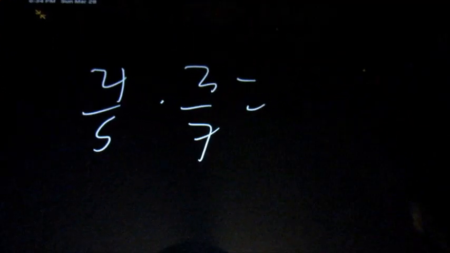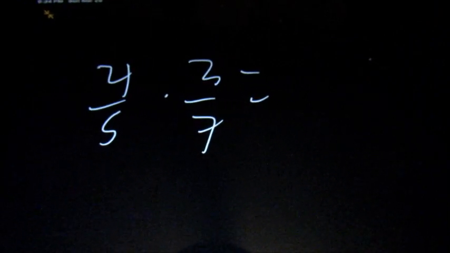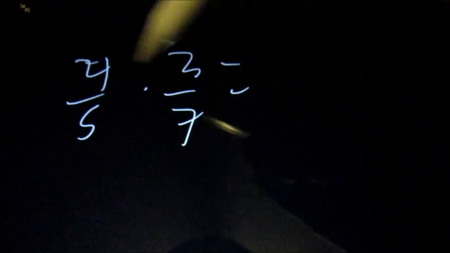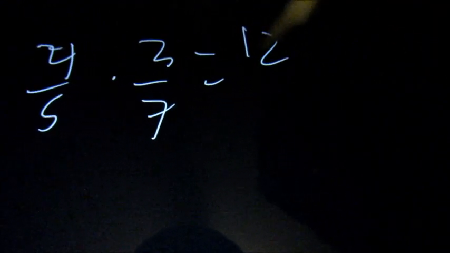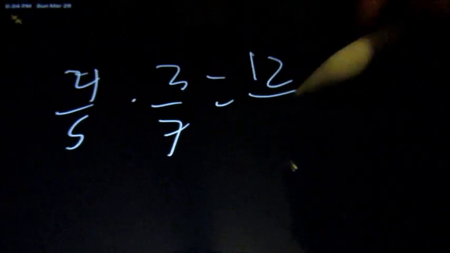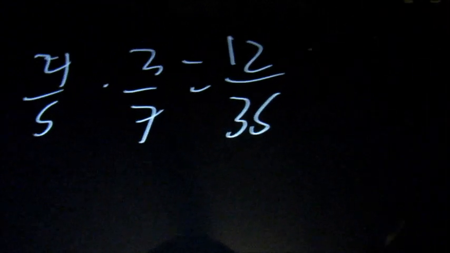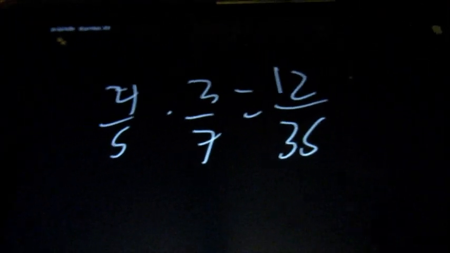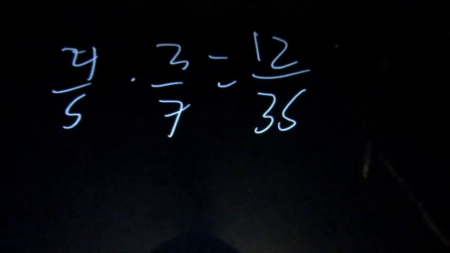Now let's say that we're going to multiply fractions. Say we have 4/5 times 3/7. What we do here is we just multiply the numerators to each other and the denominators to each other. So 4 times 3 is 12, 5 times 7 is 35, and we can't reduce this anymore. So that's our final answer.